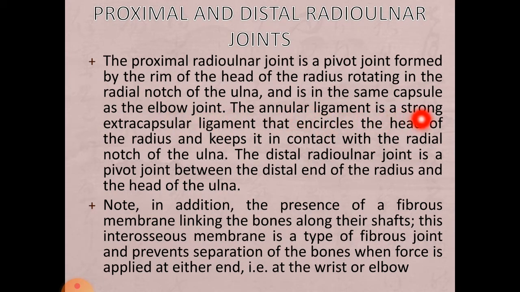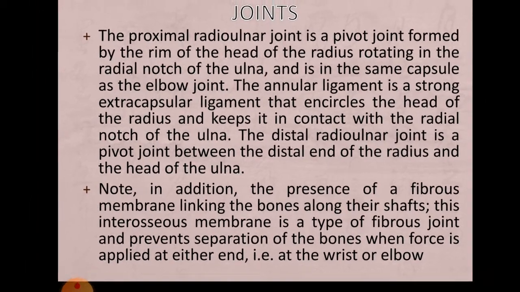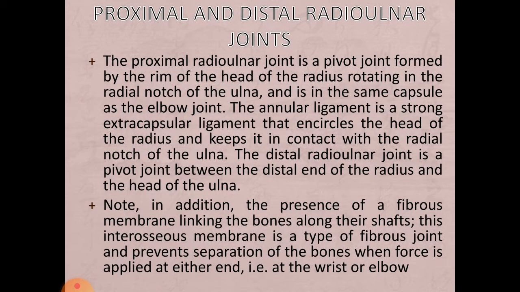The annular ligament is a strong extracapsular ligament that encircles the head of the radius and keeps it in contact with the radial notch of the ulna. The distal radioulnar joint is a pivot joint between the distal end of the radius and the head of the ulna. Note in addition the presence of a fibrous membrane linking the bones along their shaft. This interosseous membrane is a type of fibrous joint and prevents separation of the bones when force is applied at either end, that is at the wrist or the elbow.